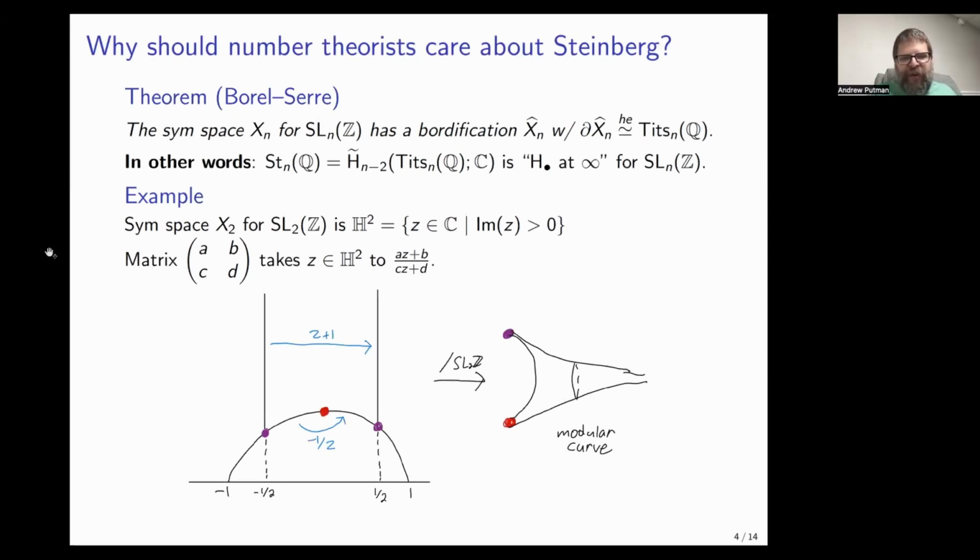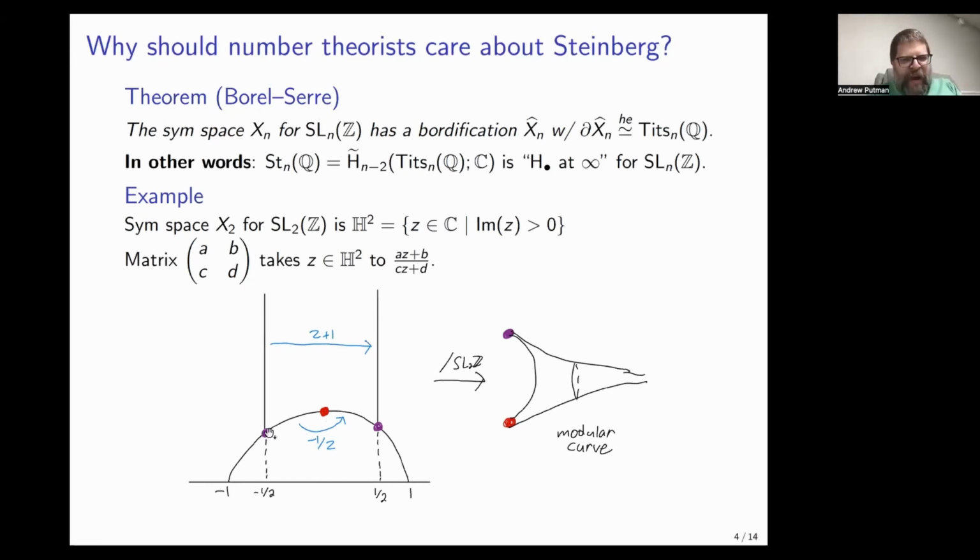And here's a picture of that action right here. There are two matrices you might be interested in. One is the parabolic matrix (1 1; 0 1), and that corresponds to z goes to z + 1. So that's just translation by one step to the right. Another matrix would be (0 -1; 1 0), and that's the map that takes z to -1/z. It's like a rotation around this point i right there that preserves i.